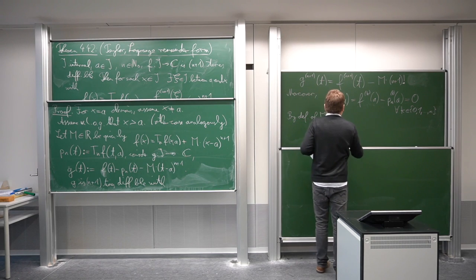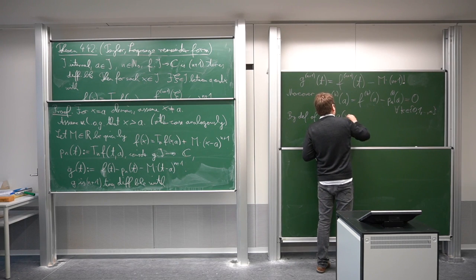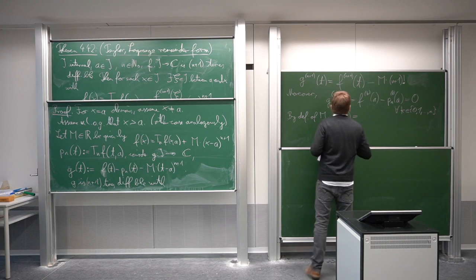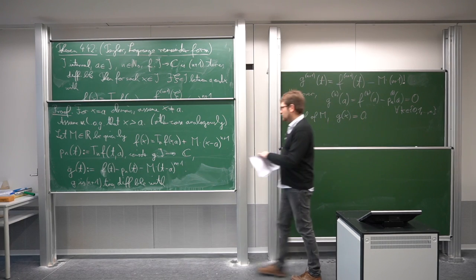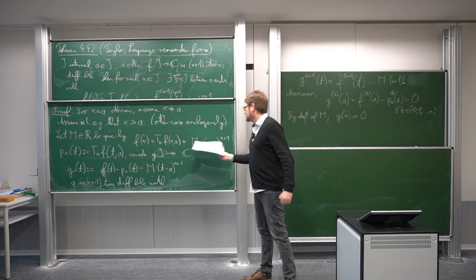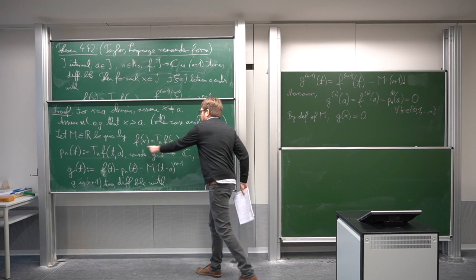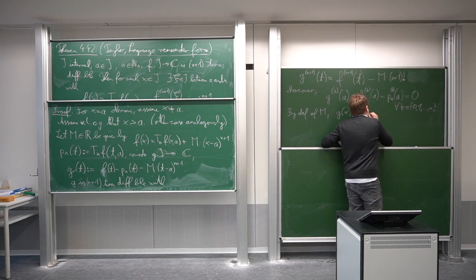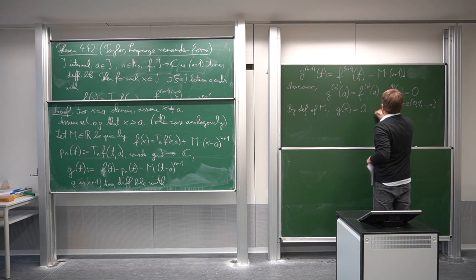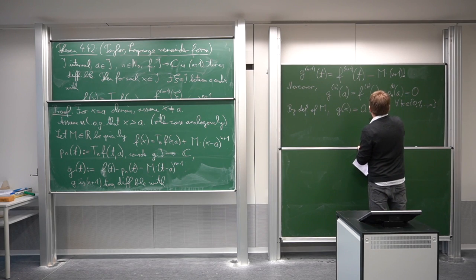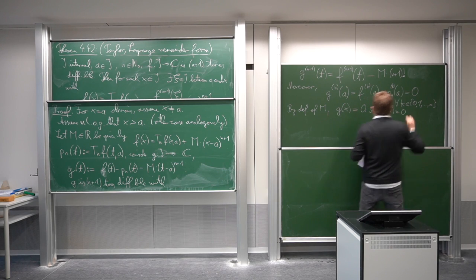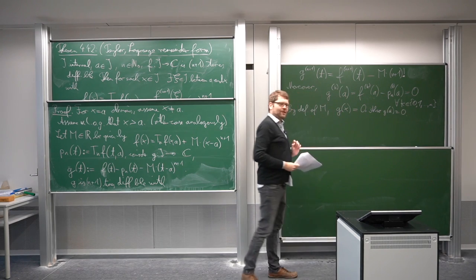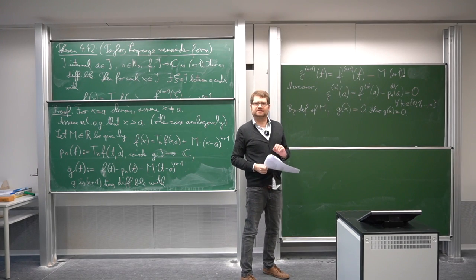We know that g of x is 0. This is precisely how we've chosen m. g of x is precisely the difference of the two sides of this equation, so g of x is 0. And here we've seen that g of a is 0. So also g of a is 0. And now we have a differentiable function which is 0 at 2 points.